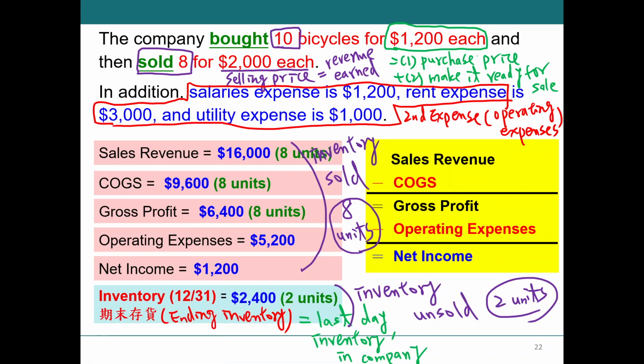Okay, so since you understand how to get the numbers: sales revenue, cost of goods sold, gross profit, net income, ending inventory, right now we want to talk about the data information for 2 years. Usually for companies, only if this year is the first year for your company. Otherwise, companies always have the data information from last year, right? So we have to consider the situations for 2 years.